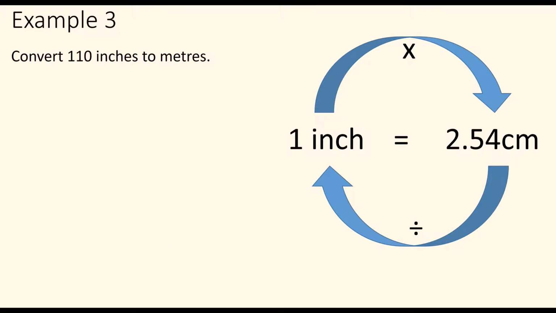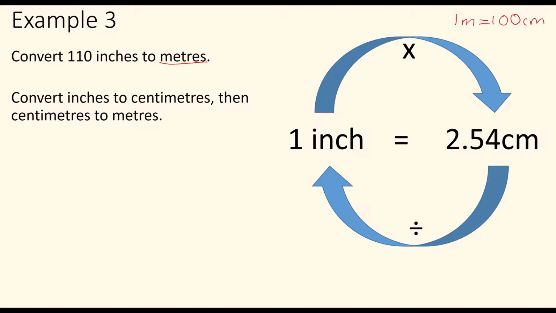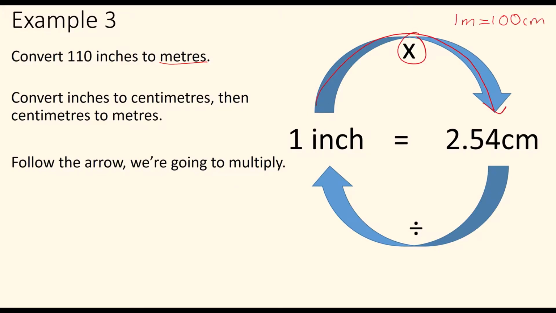Example 3. Convert 110 inches to metres. Now this one causes a bit of a problem because this conversion circle is inches to centimetres, not inches to metres. There is no circle going directly from inches to metres, but you're expected to know that 1 metre equals 100 centimetres. So we are going to convert to centimetres first and then go to metres. So it's a 2-step process. So follow the arrows from inches to centimetres. Yep, we're still multiplying.